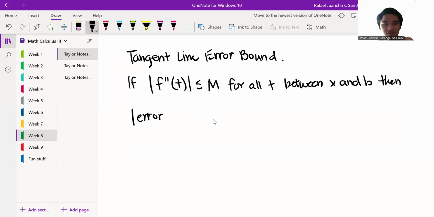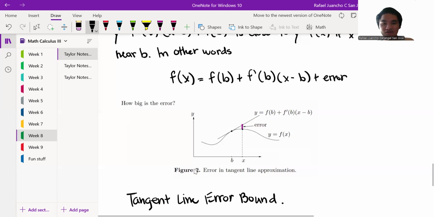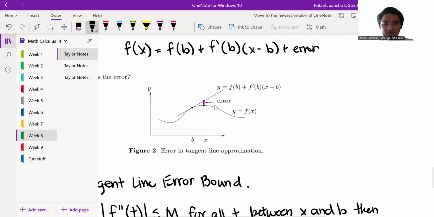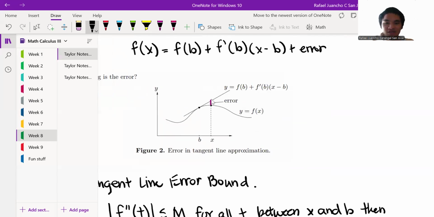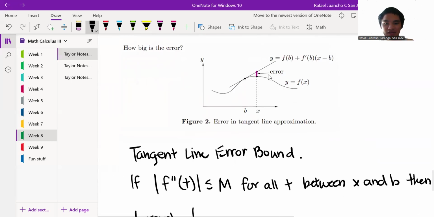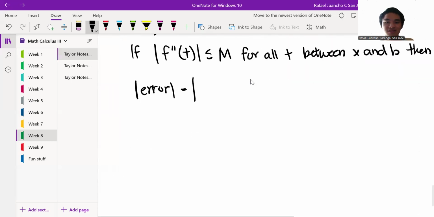So the error, we're taking the absolute value of that error. When we say error, what is error? Conceptually, it's the distance. If we were to give some x point, it's the distance of the actual value from the tangent line value, right? It's that distance.